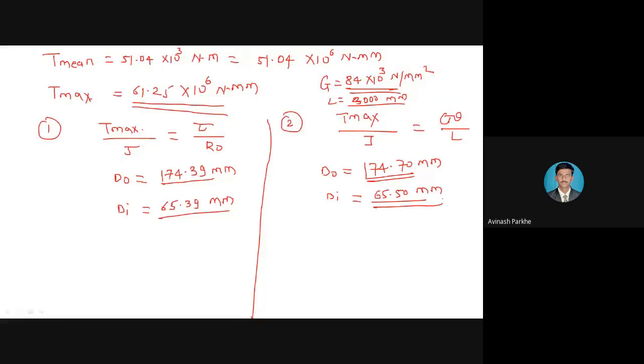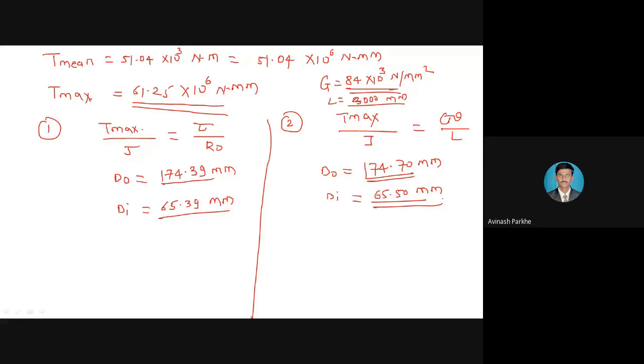But if you compare both the answers, they should be near to each other. There is no maximum difference. It would not be that here it is 174 and another answer is 170, or here the internal diameter is 65 and another is 62 or 63. Here also 174, here also 174, only the digits differ: 174.39 and 174.70. The internal diameter is 65.39 in the first case and 65.50 in the case of angle of twist.